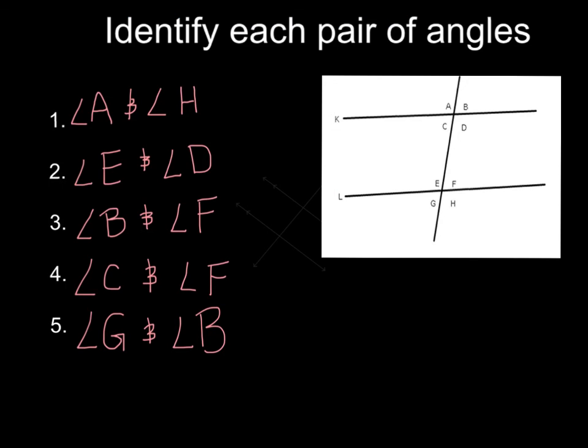Look at the picture of a set of parallel lines cut by a transversal. Identify each pair of angles. So you're going to tell me what angle A and angle H are, what angle E and angle D are. So use the vocab terms we just went over. Tell me what each of them are.